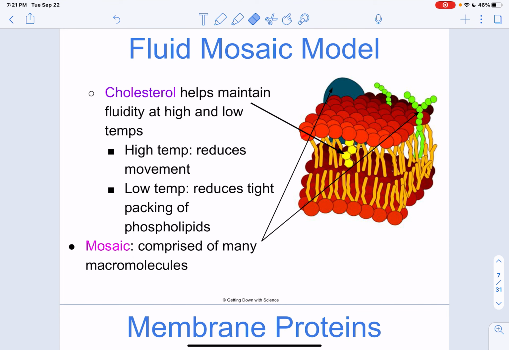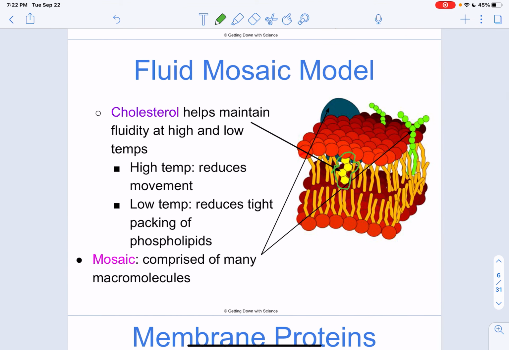Another thing that's going to help maintain its fluidity is cholesterol. Ooh, what do I see? I see 4 carbon rings right here. 4 carbon rings. Throwback to steroids. Steroids are also a type of lipid. They help with maintaining the fluidity at high and low temperatures, and they also help with preventing phospholipids from packing too tightly.